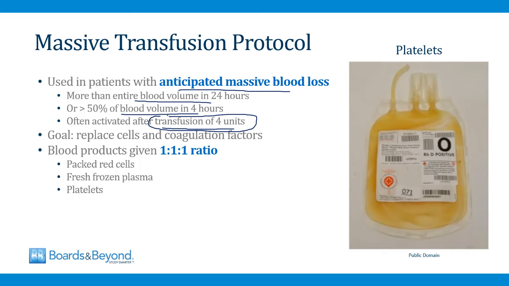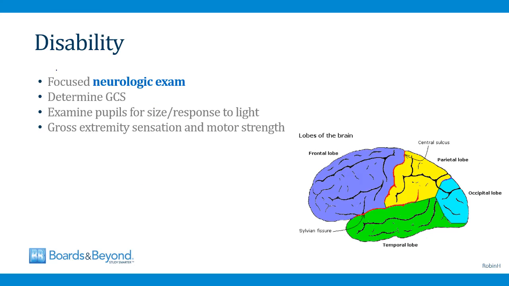transfusion protocol. The goal of the massive transfusion protocol is to replace cells and coagulation factors that are lost in patients who have ongoing diffuse blood loss and hemorrhage. Blood products are transfused in a 1:1:1 ratio with 1 unit of packed red cells for every 1 unit of fresh frozen plasma and every 1 unit of platelets. And the idea is that the red cells replace red cells, the platelets replace platelets, and the FFP replaces coagulation factors.